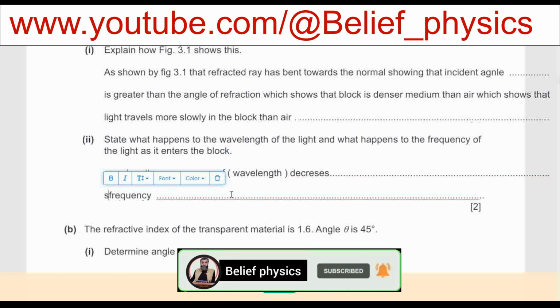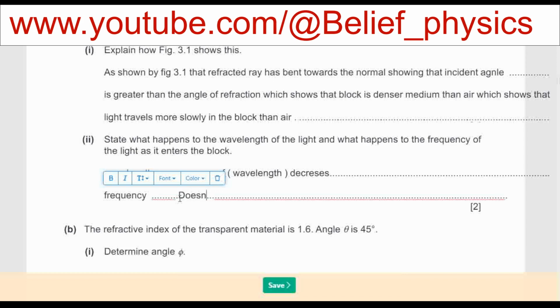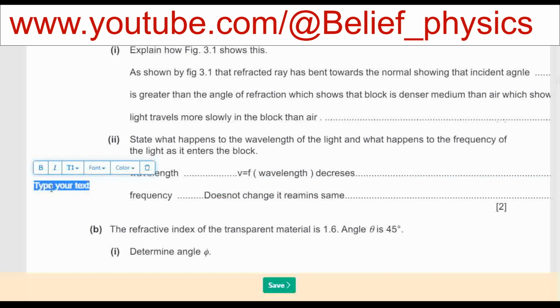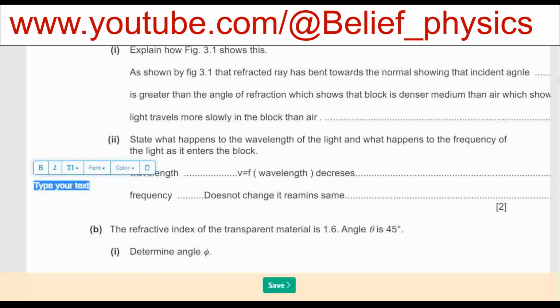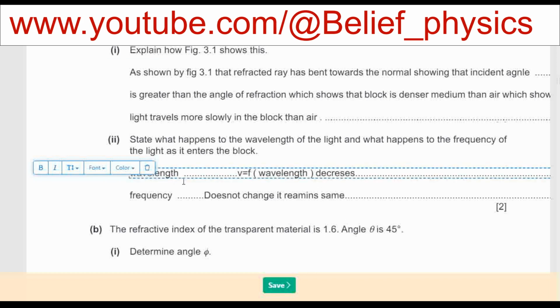Frequency does not change, it remains the same, because the speed decreases, so overall the wavelength decreases. So we can say that the wavelength decreases in the denser medium and the frequency does not change.